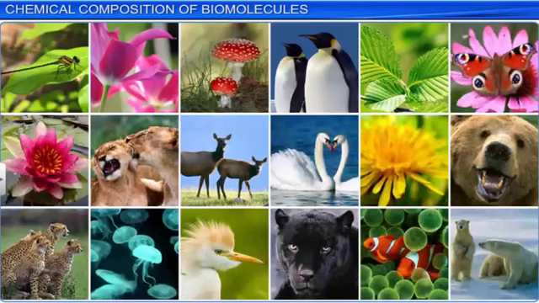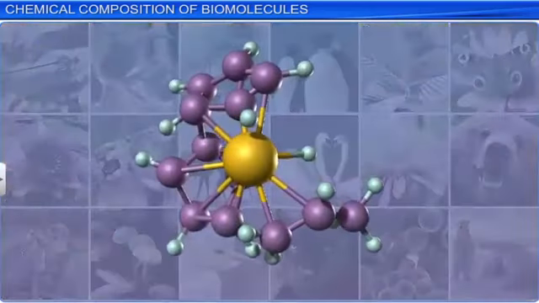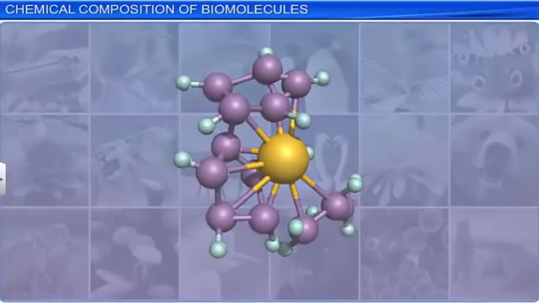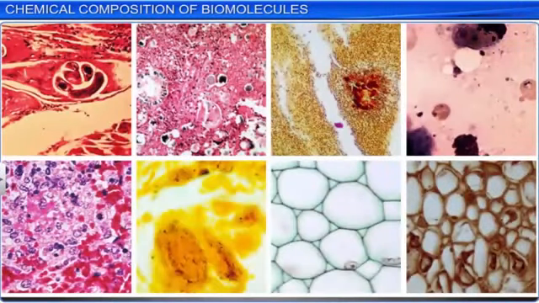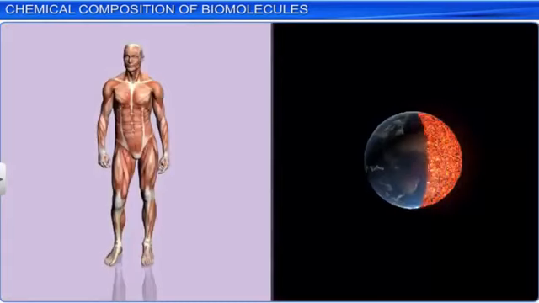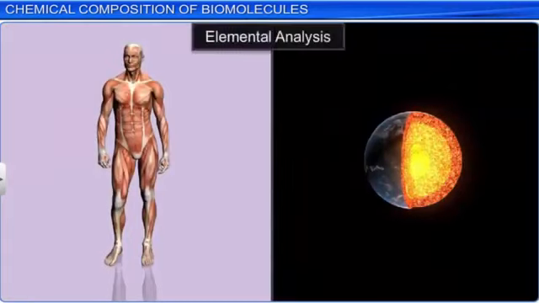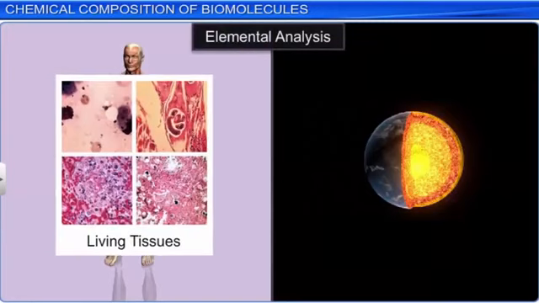Every living organism is composed of chemicals, which can be either elements or compounds. The elemental composition of living tissues can be determined by following a technique known as elemental analysis. Interestingly, we obtain similar elements while doing an elemental analysis of different living and non-living things.